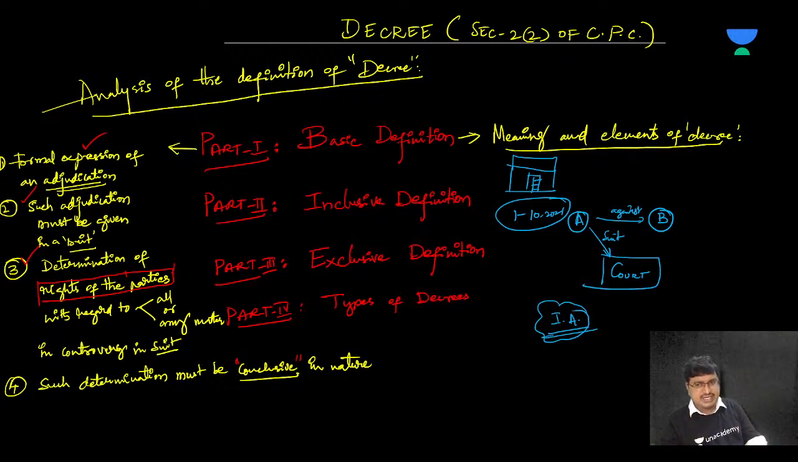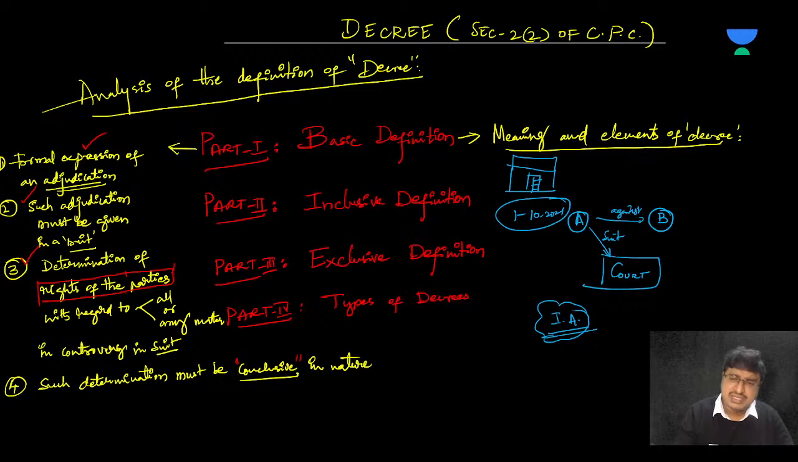After a full-fledged trial, after examination in chief of all the witnesses, after their cross-examination, after the re-examination, if any, then after arguments, after hearing both the parties, if the court conclusively determines the rights of the parties, it becomes a decree, friends.